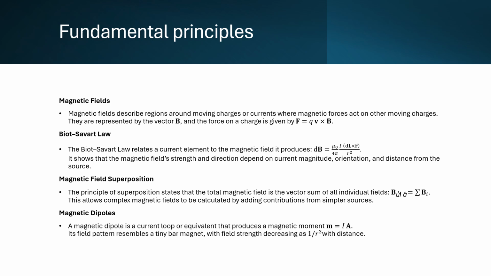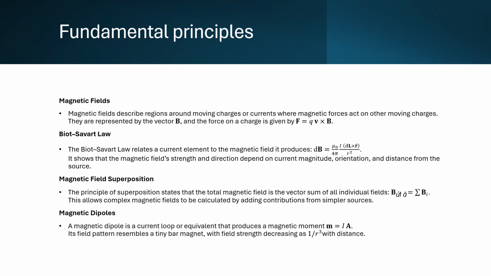The fundamental principles, the first are magnetic fields. There's a concept, which is just moving charge around a magnetic force, which acts on other moving charges, and it's represented by vector B. With the force, of course, being given by F equals QV times B. Then there's the Biot-Savart law, which is just how you find the magnetic field. It relates to the current element the magnetic field produces, dB equals k_m I dl times r-hat over r squared. And it shows the magnetic field strength and direction.